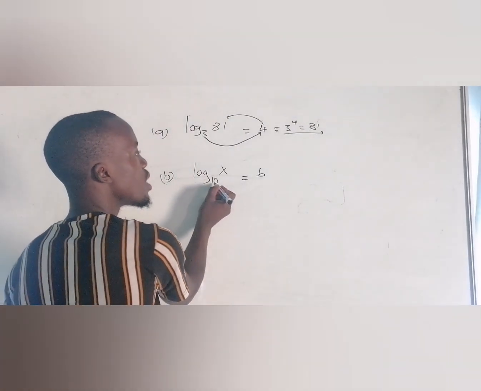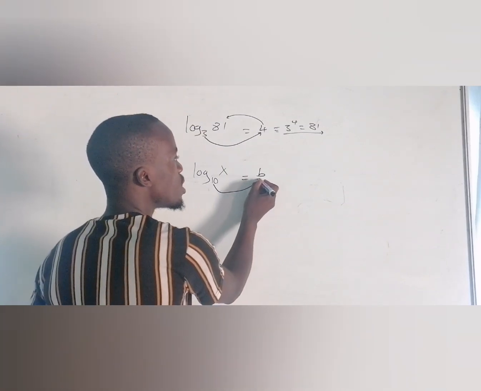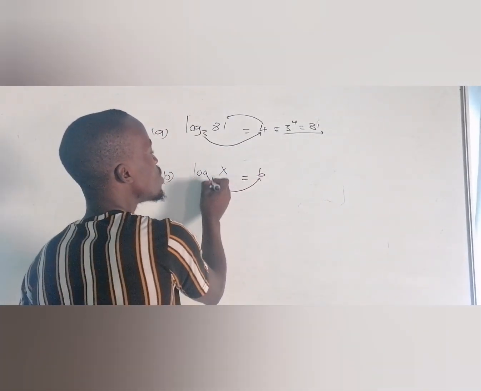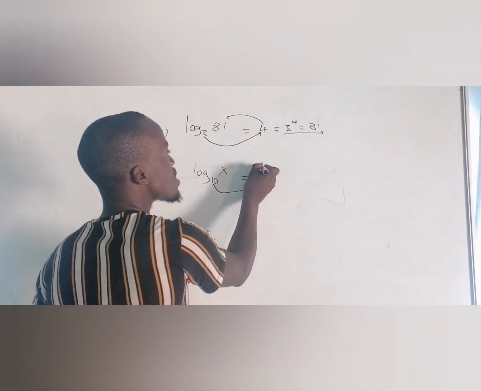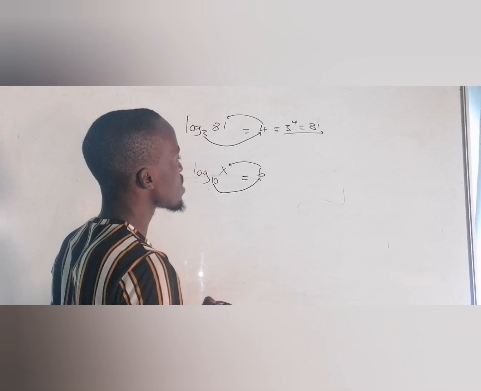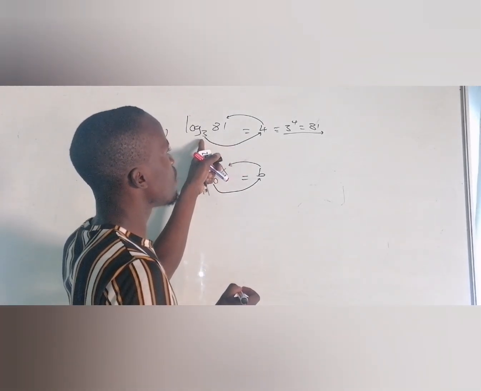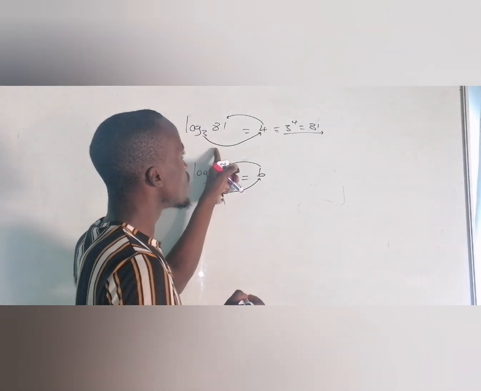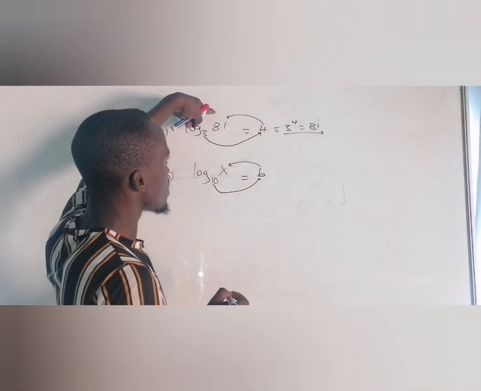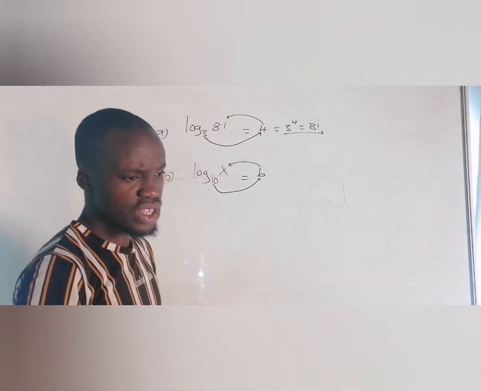Next one, the base that is attached to the log, equals b. I mean 10 to the power b equals the exponent that is attached to the log. It's the base that is attached to the log, to the power 4, equals the exponent that is attached to the log. I don't know if you guys understand this.